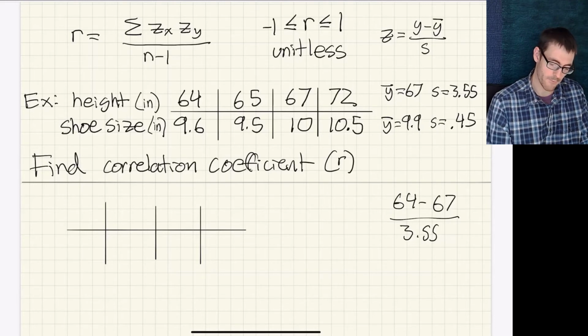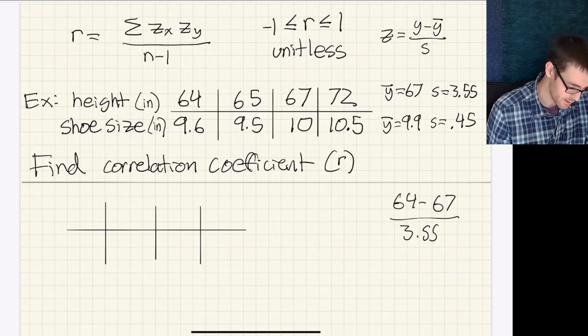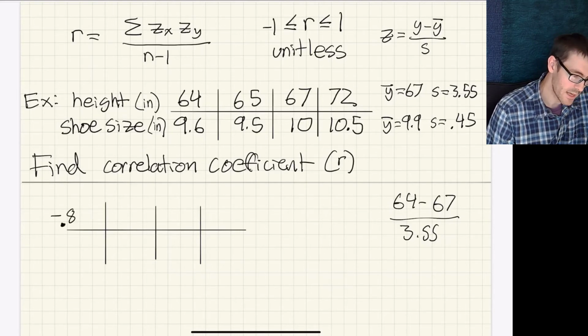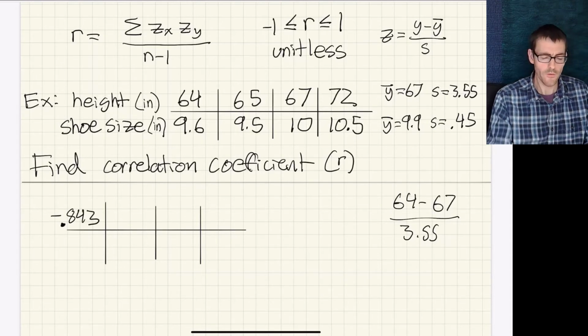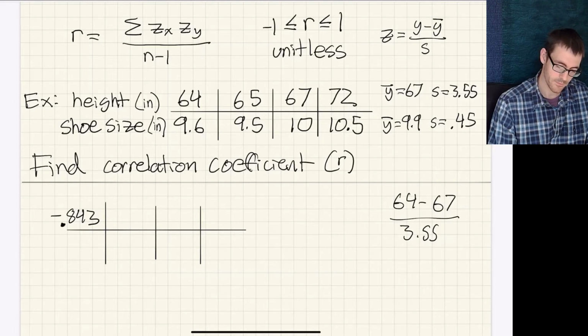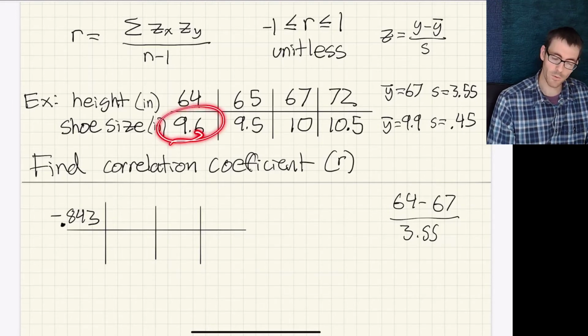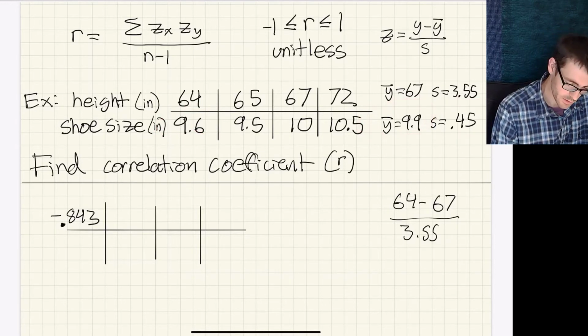So for our first value, 64 minus 67 divided by 3.55, I believe comes out to negative 0.843. And we could do this for the rest of the values. Let's take 9.6. So 9.6 minus 9.9 over 0.45 should be negative 0.666.